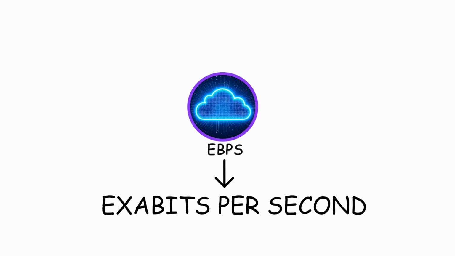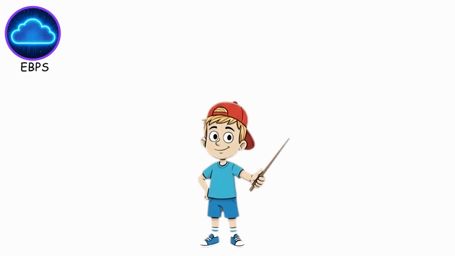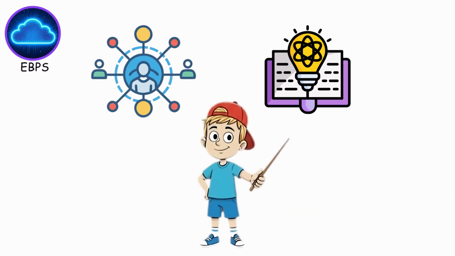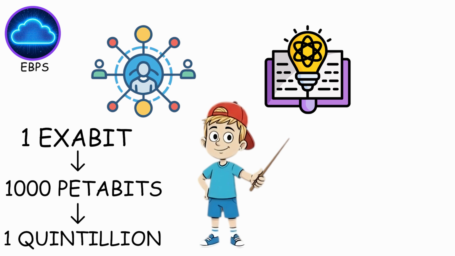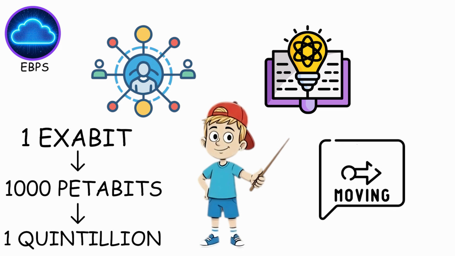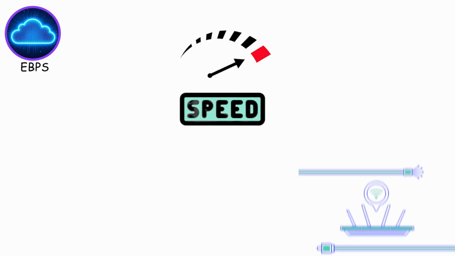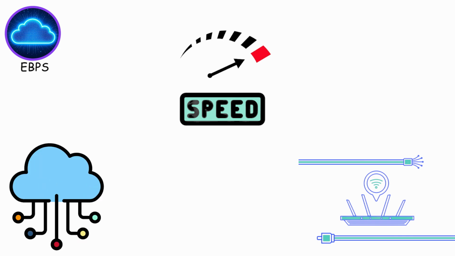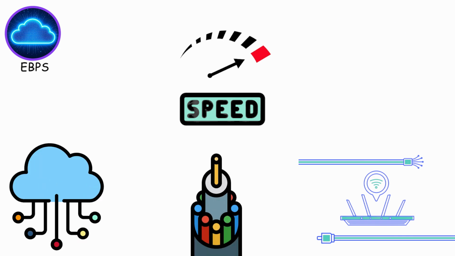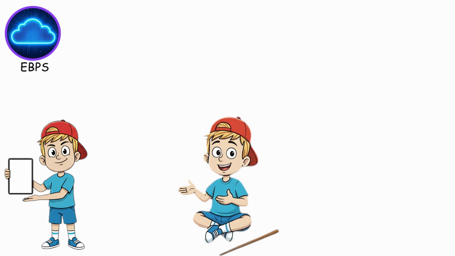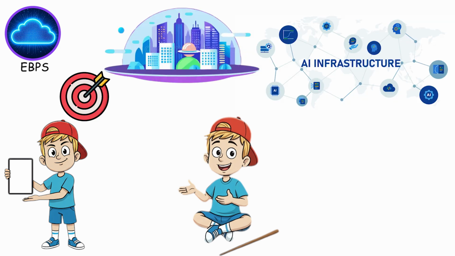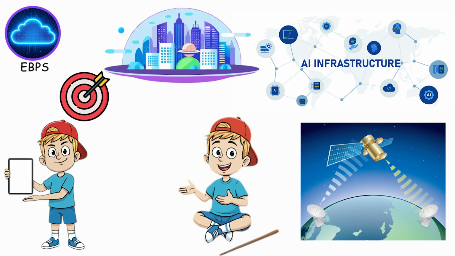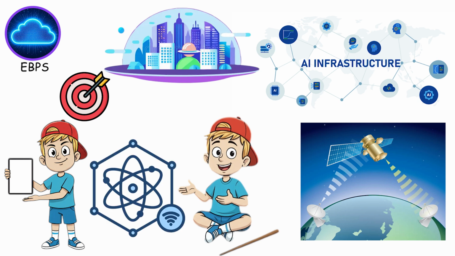Exabits per second, or EBPS, enters theoretical territory that current human networks haven't reached. 1 exabit equals 1,000 petabits, which translates to 1 quintillion bits moving every second. This speed exceeds anything that internet providers, cloud systems, or fiber networks currently deploy anywhere on Earth. However, it represents a target for future developments in artificial intelligence infrastructure, space-based communication systems, and quantum networking technologies.